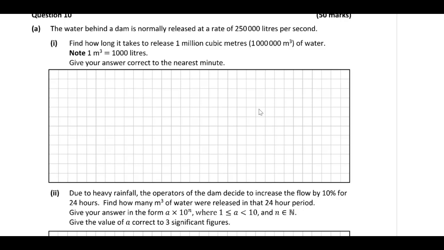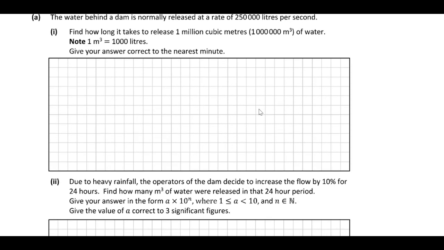Let's have a look at the last one then, question 10. The water behind a dam is normally released at a rate of 250,000 litres per second. Find how long it takes to release 1 million cubic meters of water. Note that 1 cubic meter is 1,000 litres. Give your answer correct to the nearest minute.